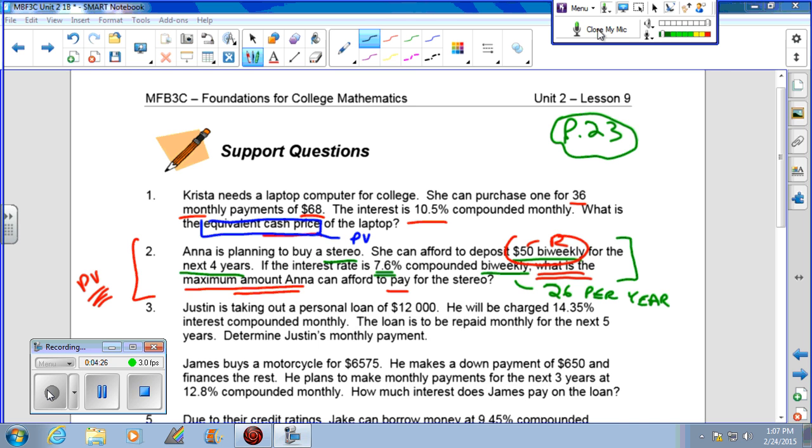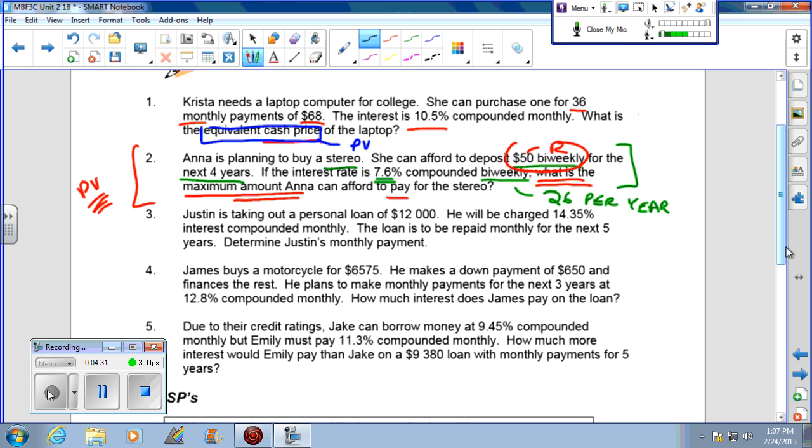But let's finish off this question on page 23 that we started looking at yesterday. It says Anna is planning to buy a stereo. She can afford to deposit $50 bi-weekly, so we figured out that that's our regular payment for the next 4 years. The interest rate is 7.6% compounded bi-weekly, which we had to look up, and as it turns out, it wasn't even on our chart. That's 26 per year. It's every other week.